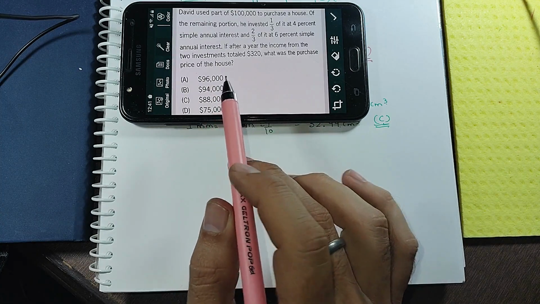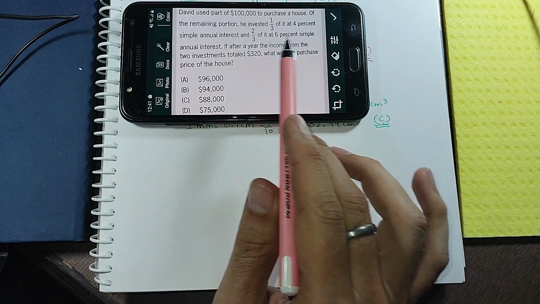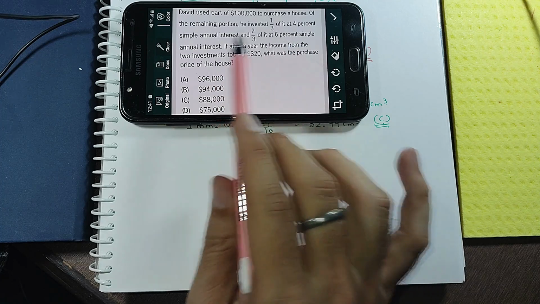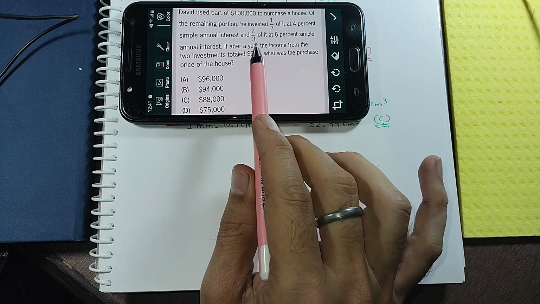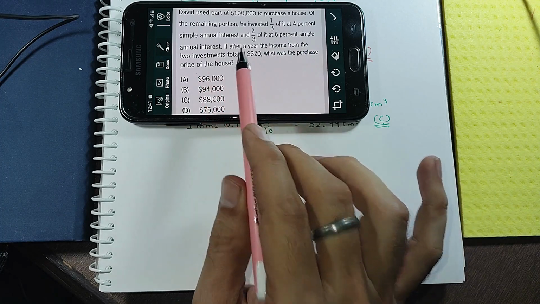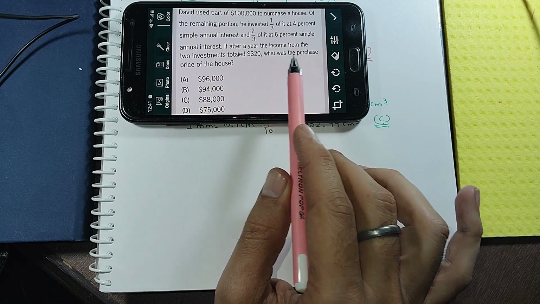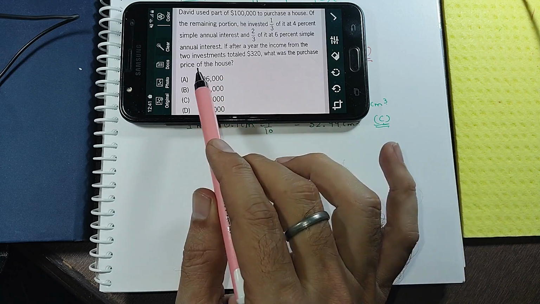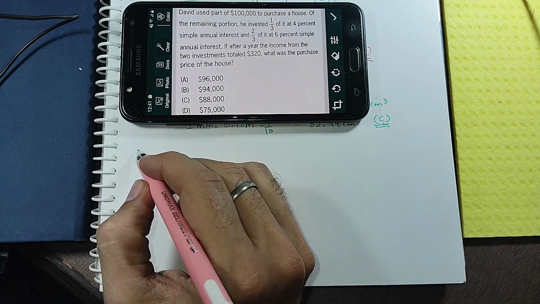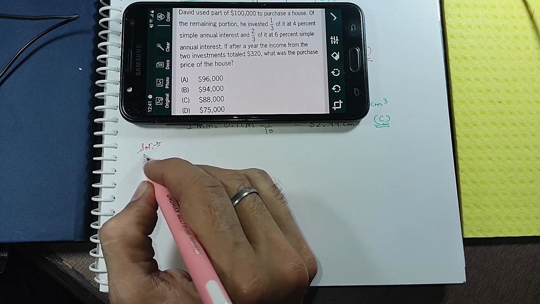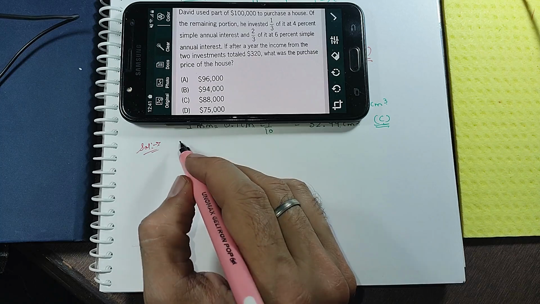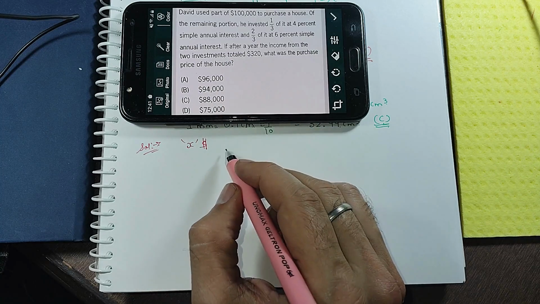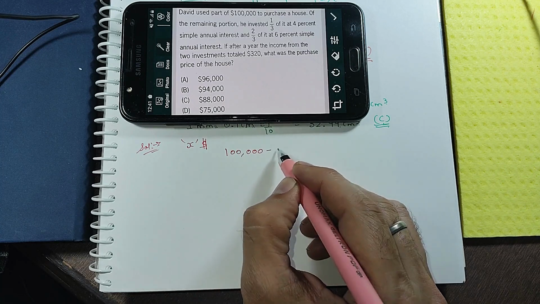David used part of $1 lakh to purchase a house. Of the remaining portion, he invested 1 by 3 of it at 4% simple annual interest and 2 by 3 of it at 6% simple annual interest. If after a year, the income from the two investments totaled $320, what was the purchase price of the house? So he used part of the money from $1 lakh. So let us suppose he purchased the house for X dollars. So the portion left behind will be $1 lakh minus X.